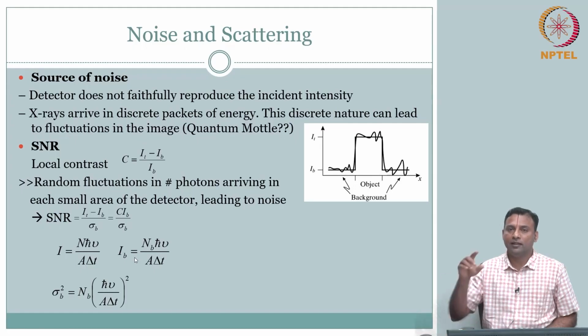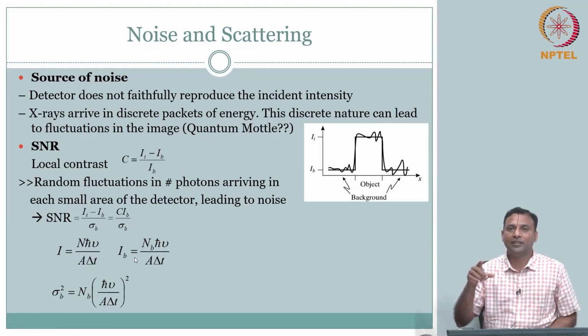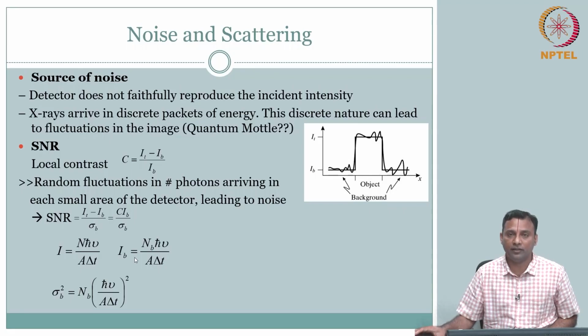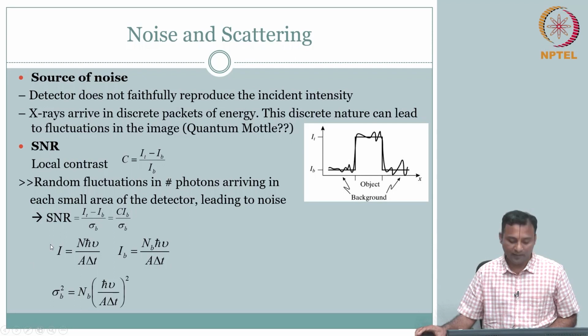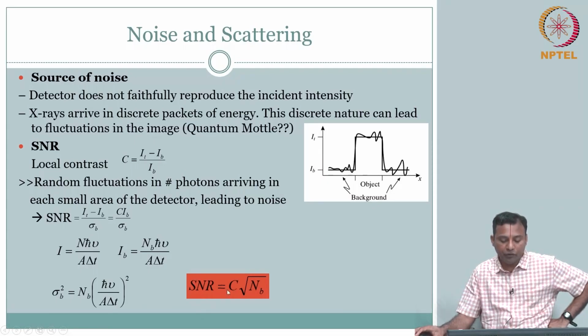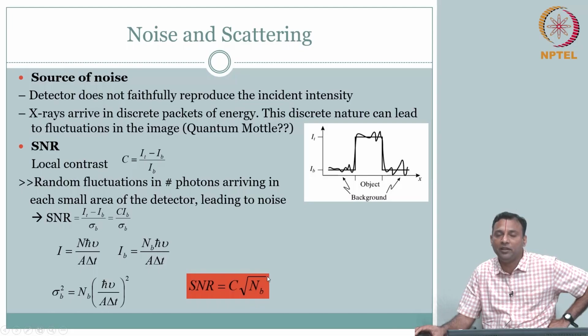So the standard deviation was the square root of variance, and we said for a Poisson distribution, your mean and variance are the same, and therefore we got the square root of n in our generic introduction for image quality, right? So here we are customizing it, putting in the NB, and you have this h mu square by A delta t. So you can get a similar thing, SNR, if you substitute, as C square root of NB, nothing.